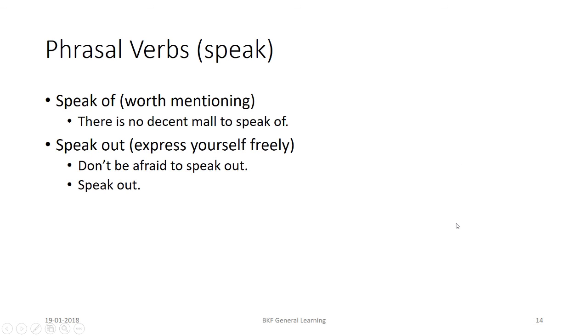Now speak as a phrasal verb. Speak of means worth mentioning. There's no decent mall to speak of. That means in this neighborhood there's no decent mall where we can go. Speak out means express yourself freely. Don't be afraid to speak out.